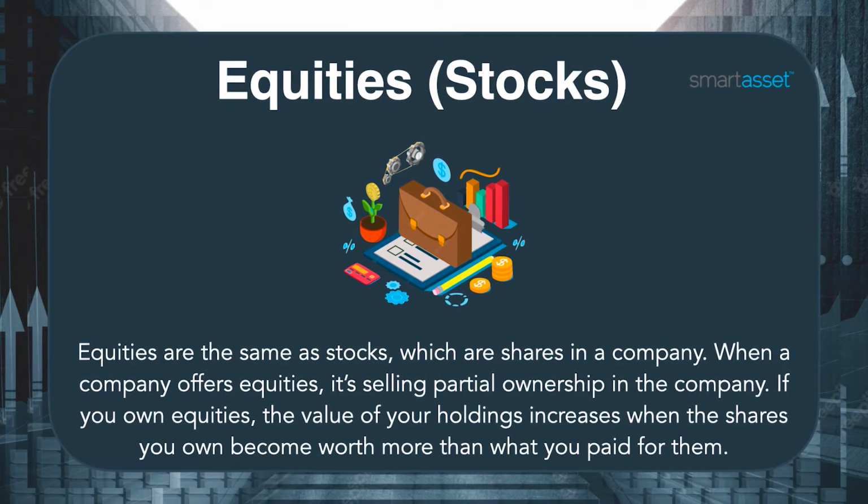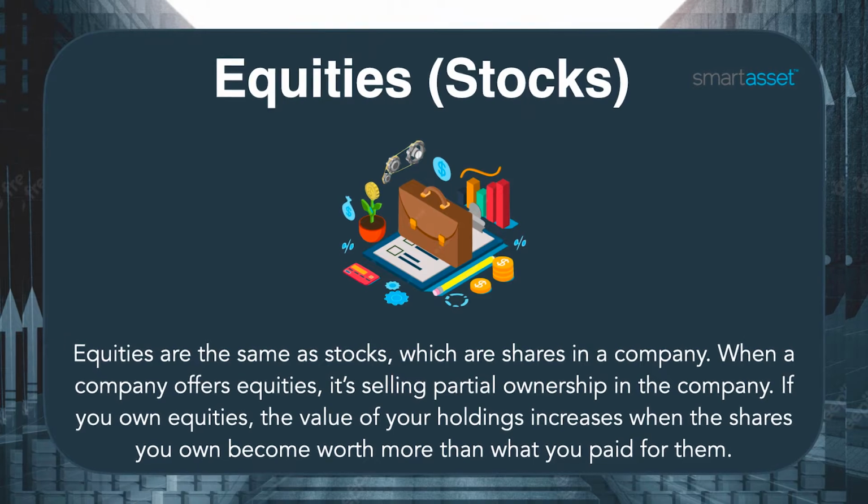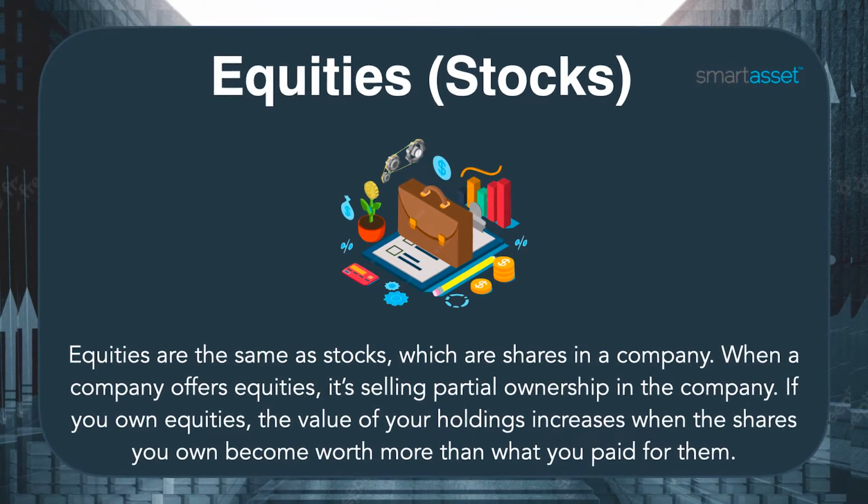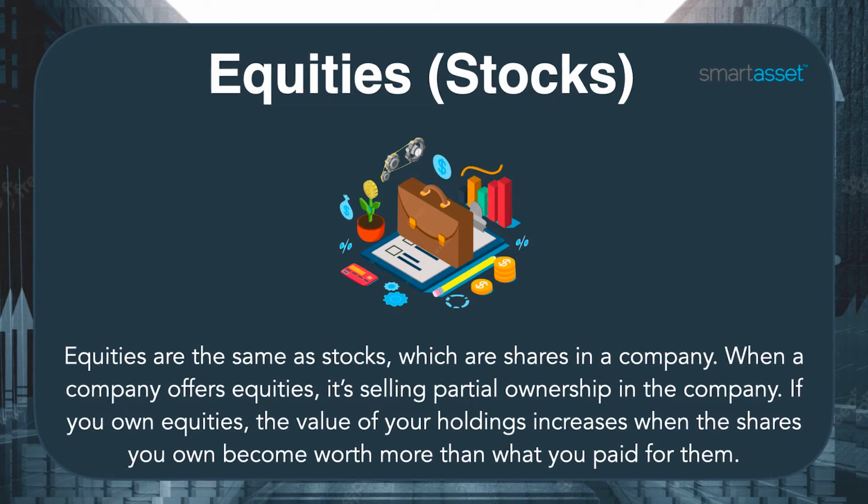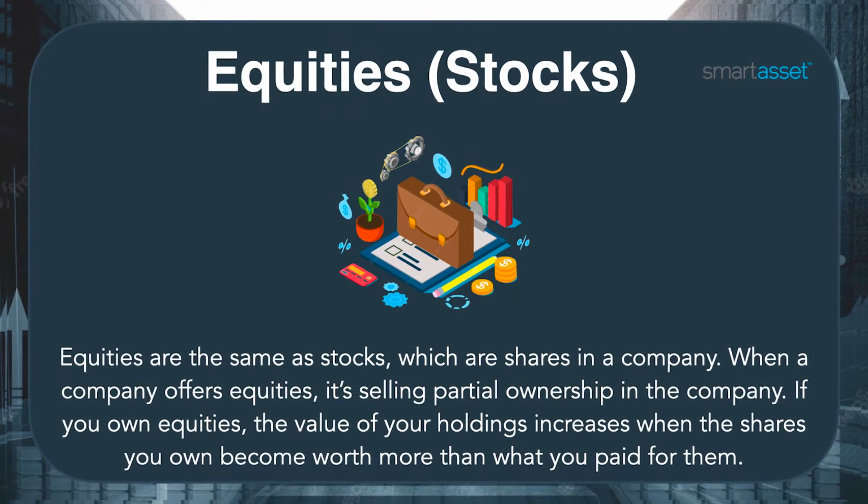According to SmartAsset, equities are the same as stocks, which are shares in a company. When a company offers equities, it's selling partial ownership in the company. If you own equities, the value of your holdings increases when the shares you own become worth more than what you paid for them. That's a really simple explanation of stocks.